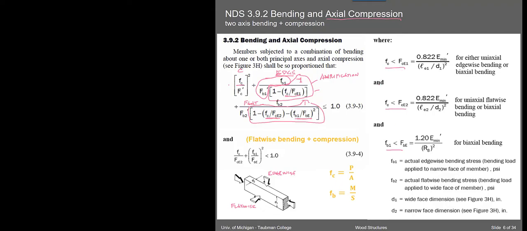You have to have these actual stresses be less than these other stresses in each case, so all three of them. And all this is saying is they apply where they are there. Of course, the actual stress for compression is just P over A, and for bending is M over S. So that's pretty straightforward.